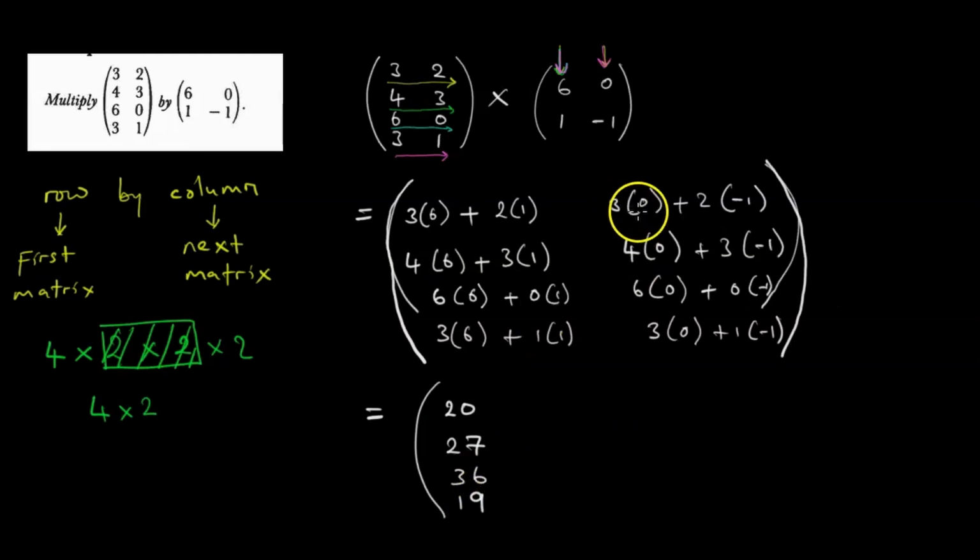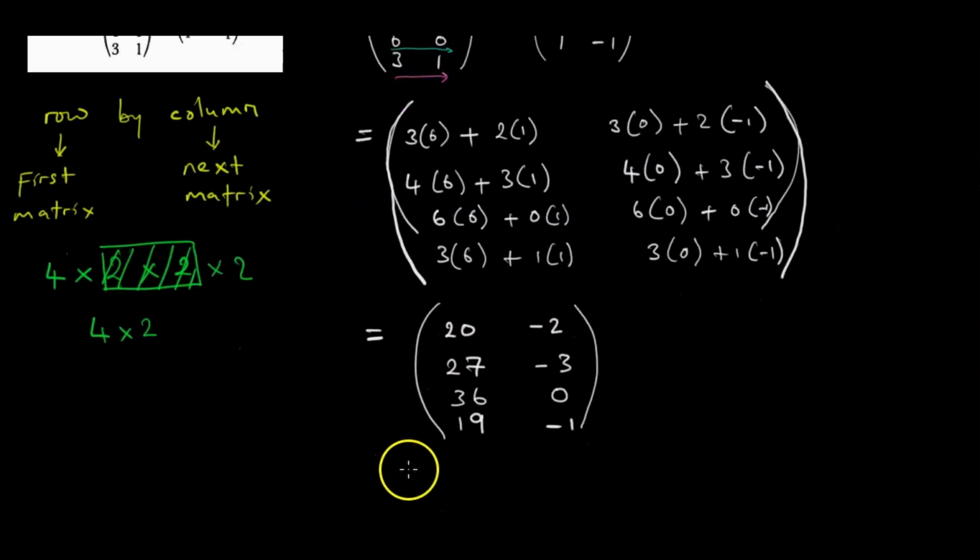Then 3 times 0 is 0, so here we have minus 2. Here we have minus 3. 6 times 0 plus 0 times minus 1 is 0. Here it's 0, and here it's minus 1. And this is going to be our final answer.